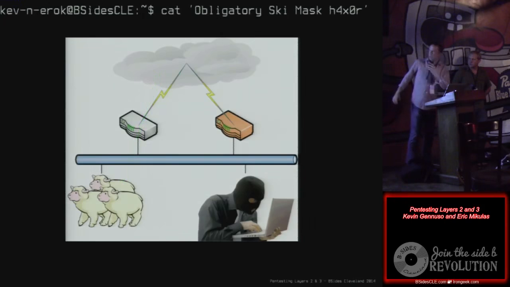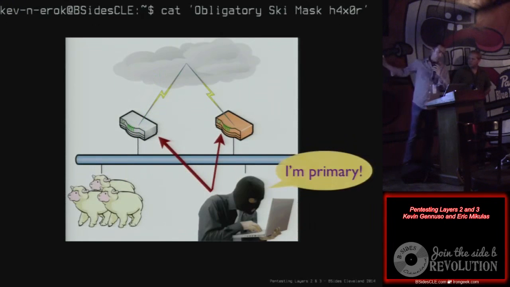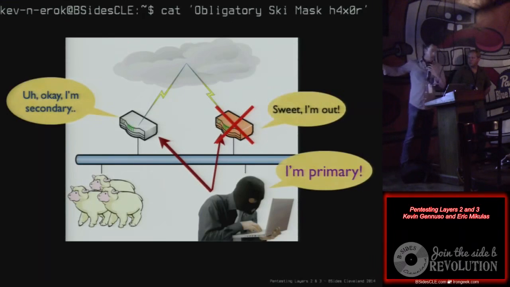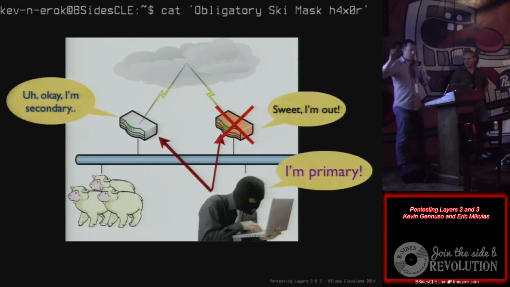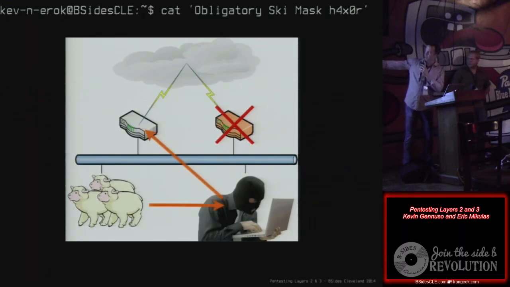But in the attack scenario, what happens is this guy says to the two routers, hey, I'm primary. And so the primary says, all right, I'll be secondary then. And the actual secondary says, sweet, I'm out. You guys do whatever you want to do. It's cool. And so what ends up happening is the sheep actually first go to the attacker router, then the attacker routes them out the actual valid route, and then sends them out to the world. So ultimate man-in-the-middle attack right here, right?